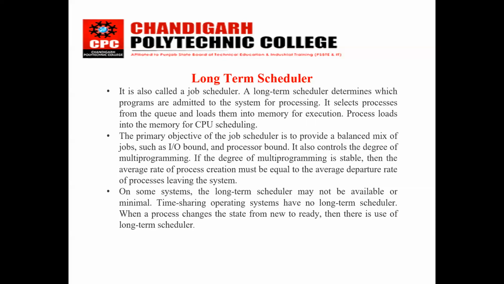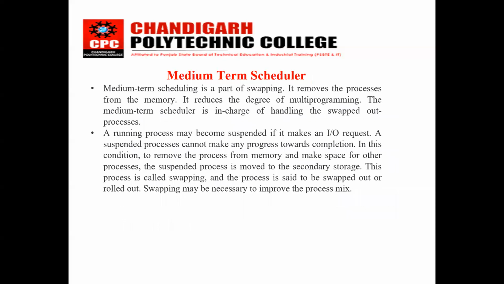So the long-term scheduler is the first step in CPU scheduling, and it performs very important activities to send the processes to the ready queue. Now, next is the medium-term scheduler. In medium-term scheduling, the scheduler is a part of swapping. It removes the processes from the memory. It reduces the degree of multi-programming. The medium-term scheduler is in charge of handling the swapped-out processes.